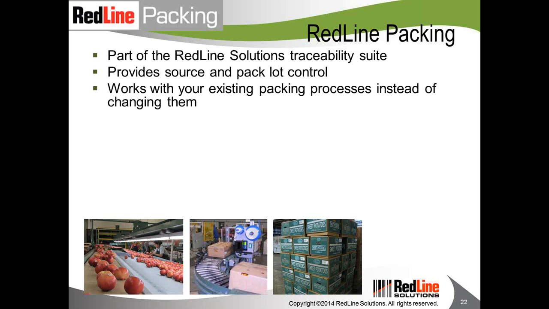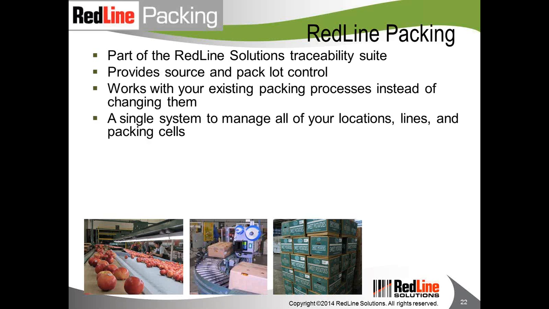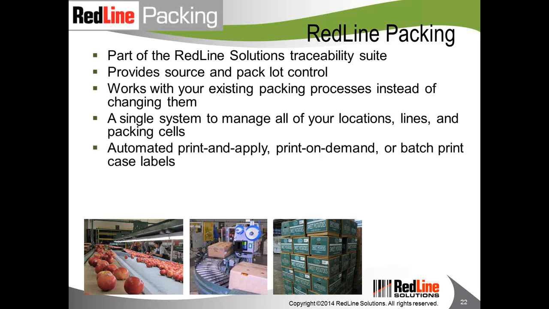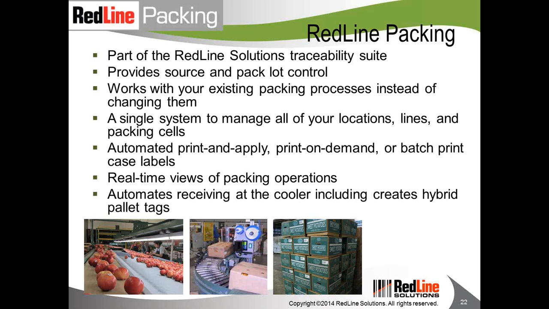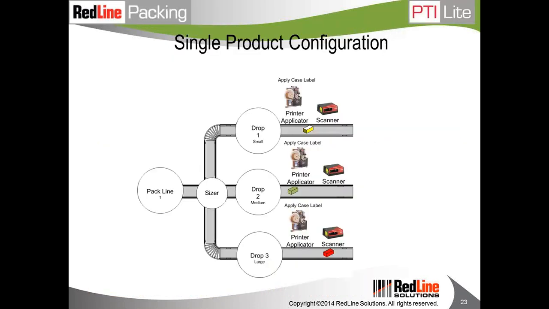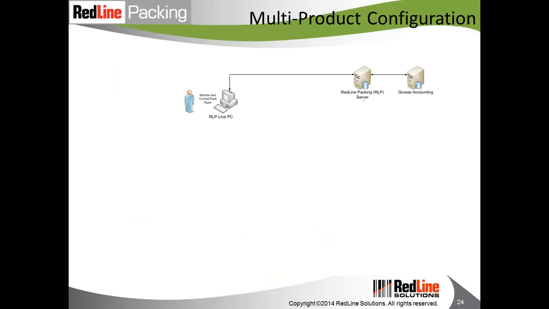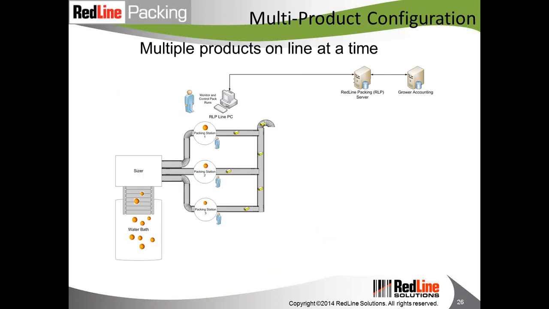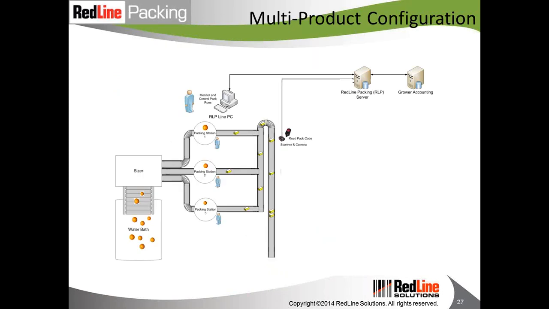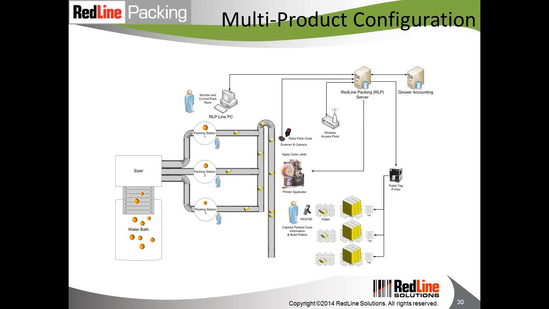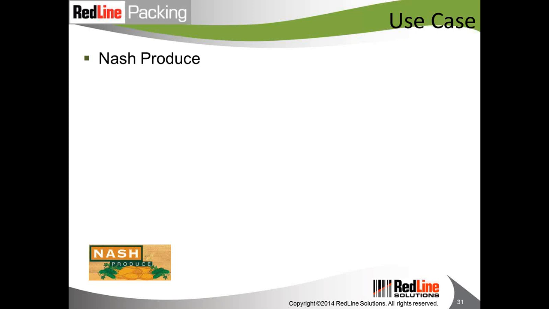Now, if we look at Redline Packing, it's part of our suite and is really for managing one or more sites, and it handles all types of printing on demand, print and apply, and also gives you the real-time view into your packing operations. As we look at this in the single line configuration or in the multiple line configuration, as the product comes around, we're identifying it, we're then printing the label and putting it on. As we start to build pallets, we will scan a carton, and that will give us the information we need to print the pallet label.